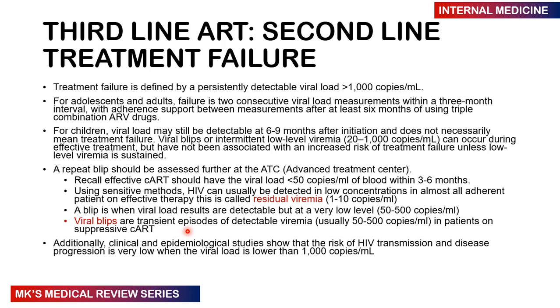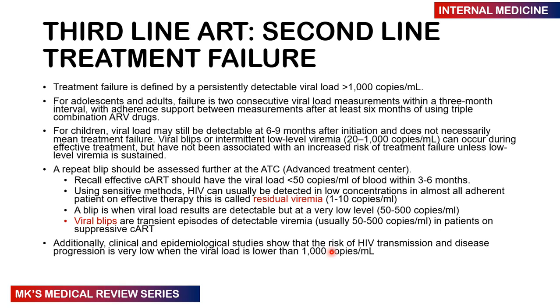So about 50 to 500 is a threshold that one of the researchers I looked at was considering. You can define these viral blips as transient episodes of detectable viremia in patients who are on suppressive combined antiretroviral therapy. Additional clinical and epidemiological studies show that the risk of HIV transmission and disease progression is very low when the viral load is lower than 1,000.